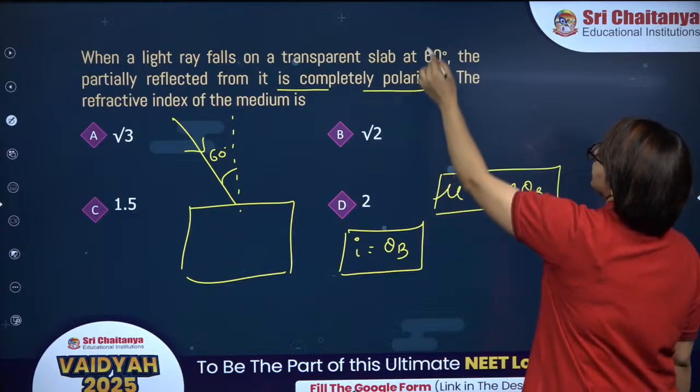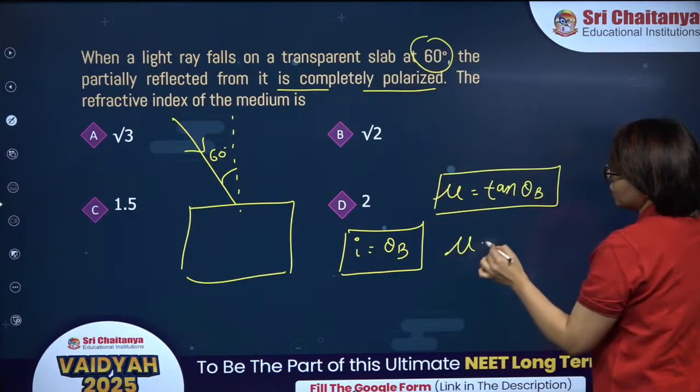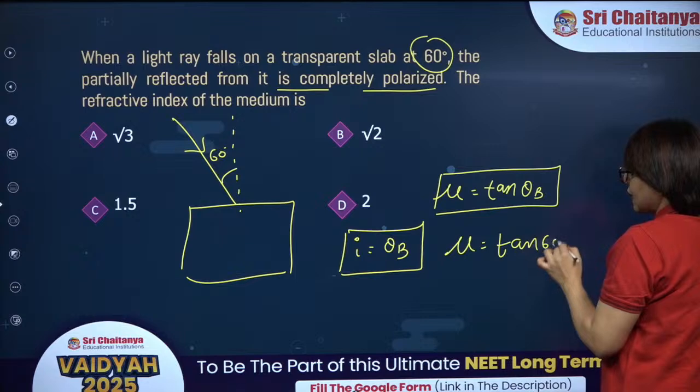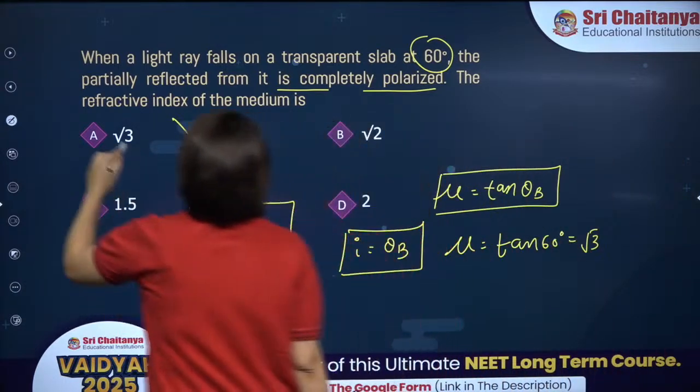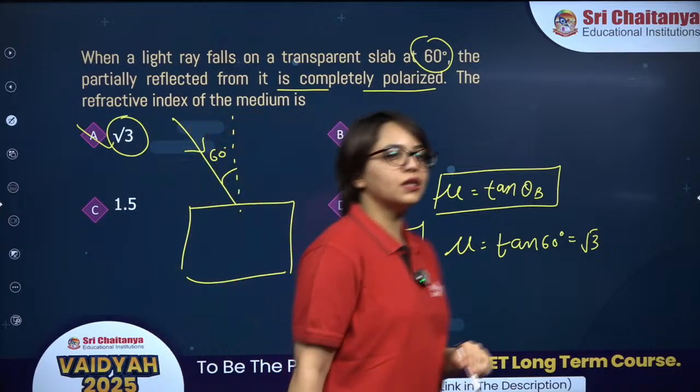So what is theta? 60 degree. So mu will be tan of 60 degree. Tan of 60 degree is root 3. So over here, the refractive index of the material is root 3, which is option A.